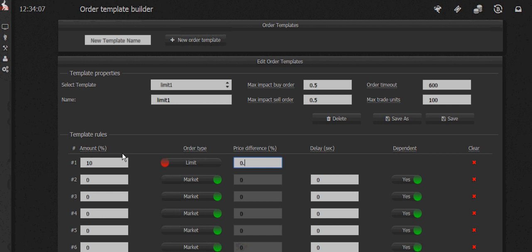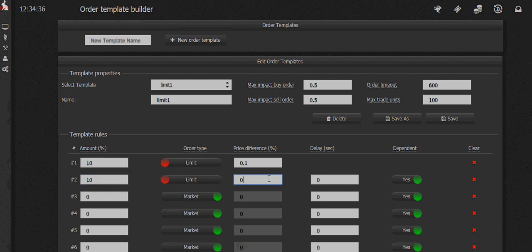Well, then rule number 1 is going to be 10% limit order, and I'm going to have a price difference of 0.1%. If you're kind of confused when you're making it for the first time, you just scroll over and it kind of explains what each part is. So that's going to help you. All right, and let's just make this a 10% template where every rule is worth 10%.